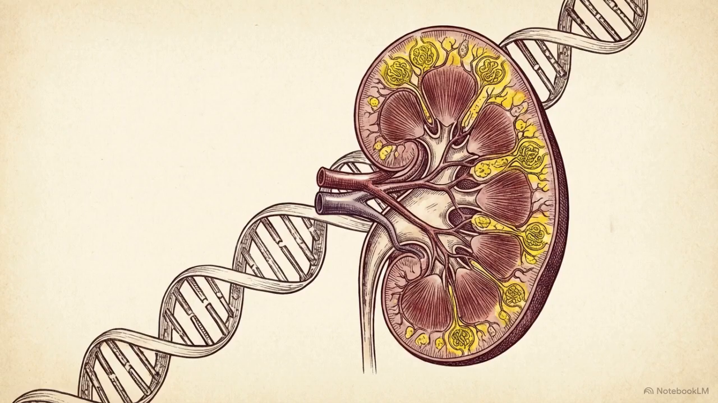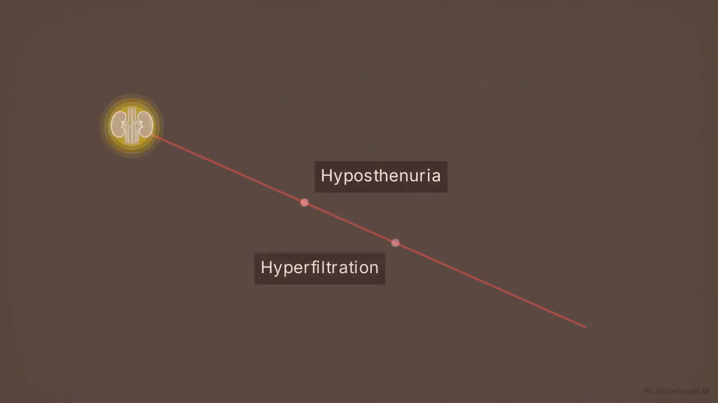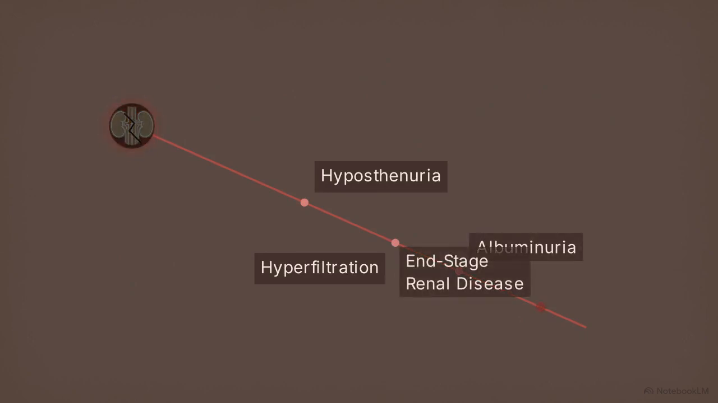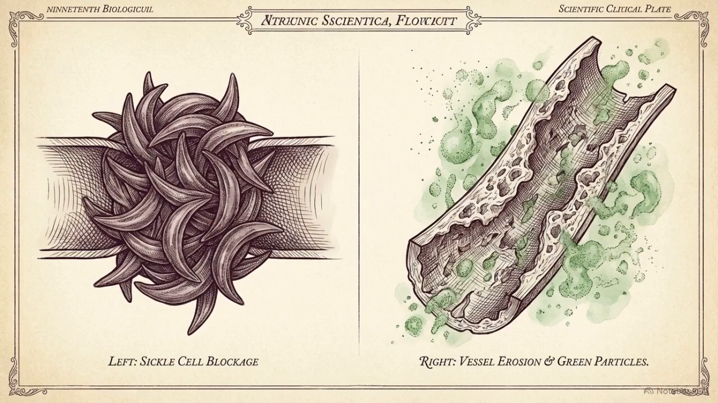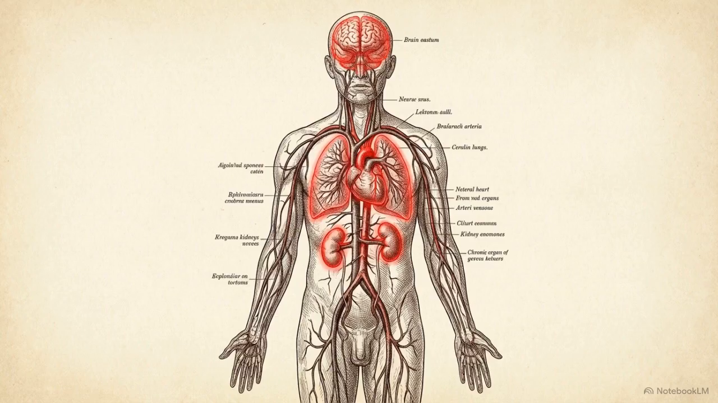In the kidneys, this same vascular destruction drives sickle nephropathy. It begins subtly as an inability to concentrate urine, known as hypostenuria, and steadily progresses through hyperfiltration into albuminuria and end-stage renal disease. While Stream 1 is defined by localized mechanical roadblocks, Stream 2 is a relentless biochemical cascade. It permanently alters vascular tone throughout the entire body, driving the chronic organ failures that define adult mortality.